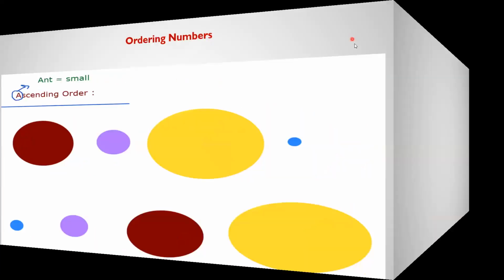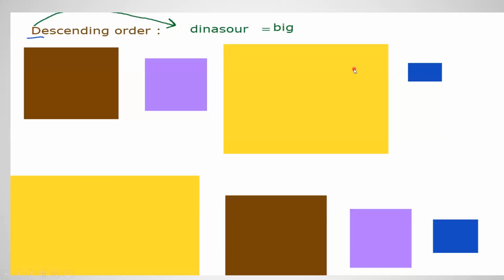The second word, can you remember? It's the descending order. D means dinosaur, and the dinosaur is so big. So I'm going to put the biggest first until I reach the smallest.